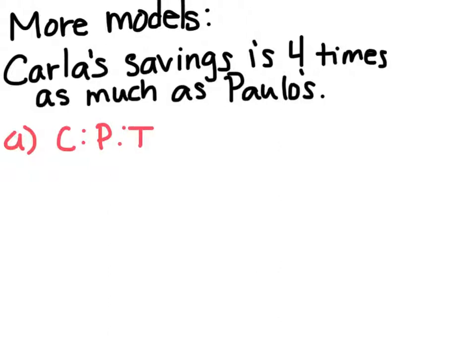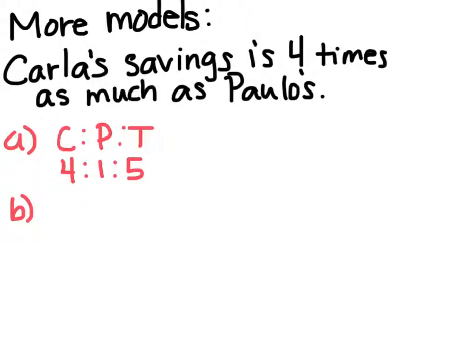Well, Carla's savings is 4 times as much, so her amount will be 4. Paolo's will be 1. So the total amount will be Carla plus Paolo, which is 4 plus 1 equals 5. So the ratio of Carla's savings to Paolo's savings to their total savings is 4 to 1 to 5.